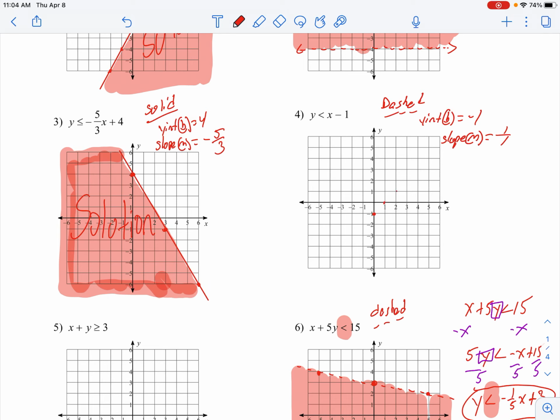Up 1, right 1, up 1, right 1, and so on and so on. Okay? Down 1, left 1, down 1, left 1. Take your ID, make a dashed line.